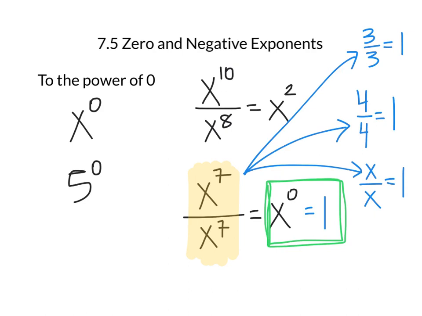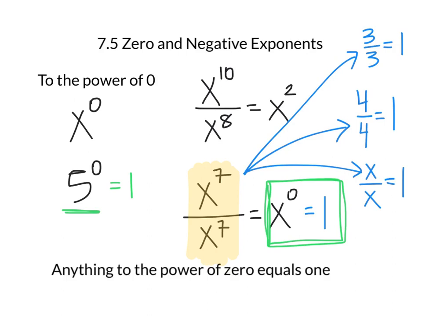The rule about raising things to the power of 0 is actually that it will always equal 1. Anything to the power of 0 equals 1. X to the power of 0 equals 1. 5 to the power of 0 equals 1. In your notes, can you write down that sentence? Anything to the power of 0 equals 1.